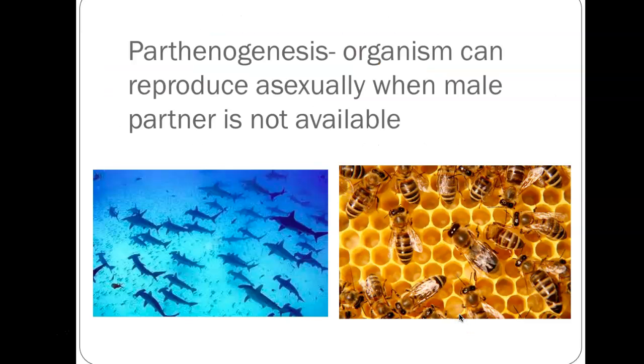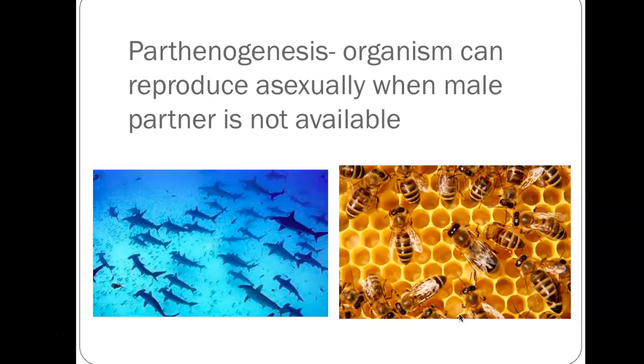Just kind of an interesting little tidbit I like to throw in is this word called parthenogenesis. I love it. It's so interesting. Parthenogenesis is when an organism can reproduce asexually when a male partner is not available. So this means that it is an organism like a shark or a bee that should be reproducing sexually, but if a male is not available, they can undergo asexual reproduction and make offspring.